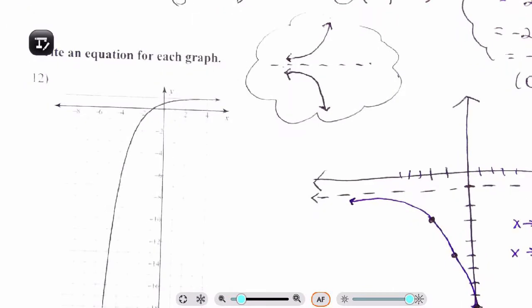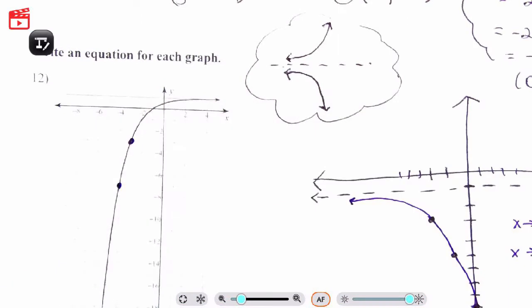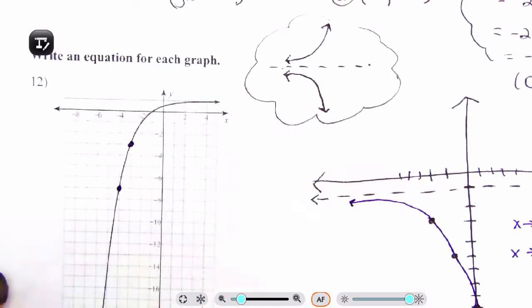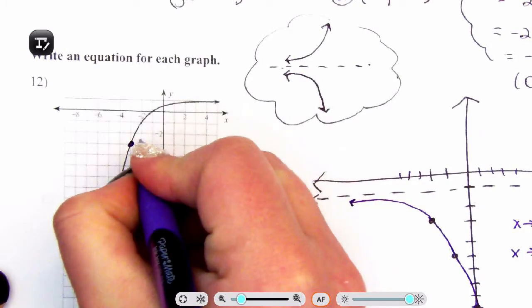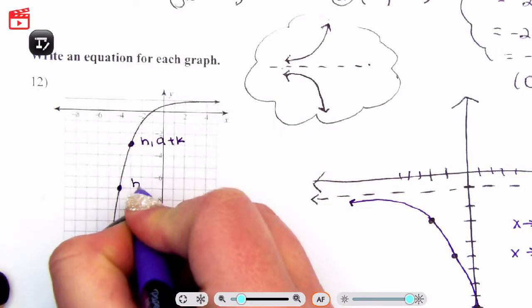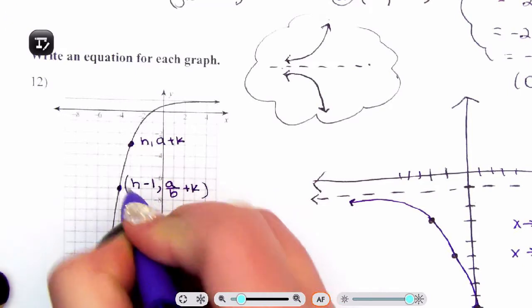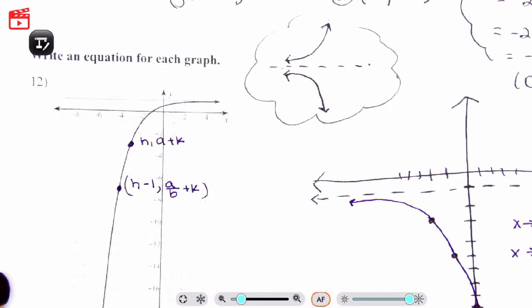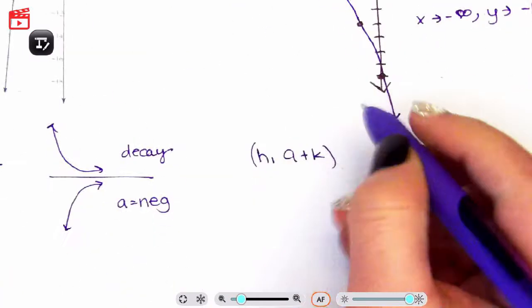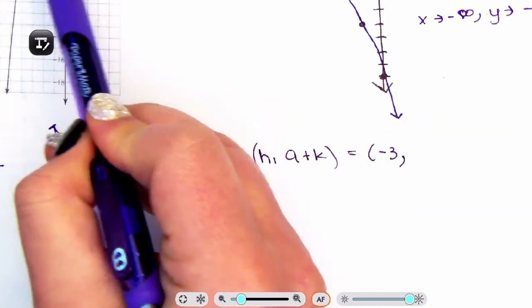Now, when you are given this on a test, I will give you your 2 reference points so you have an idea. So we want h comma a plus k, and since this is a decaying function, this is going to be our h comma a plus k because our secondary is h minus 1 comma a over b plus k. So we're going to use h comma a plus k. I'm writing that down below. And that point is at negative 3 and negative 3.